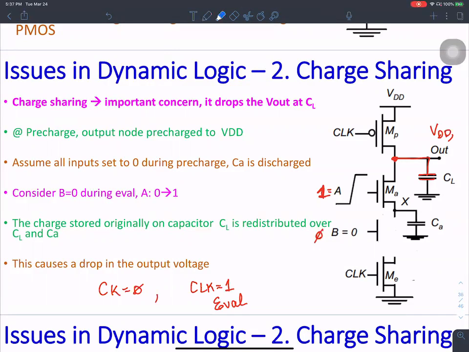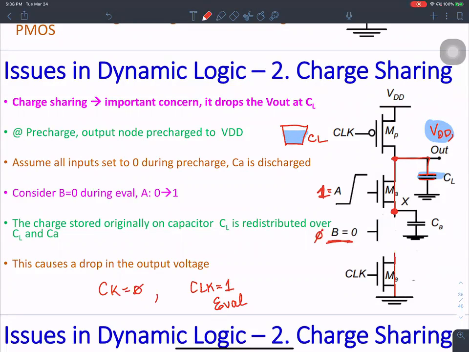So there is going to be a connection between the power supply, between the output and this node here. But because B is 0, this connection does not continue to ground. So in this condition, the output capacitance should hold its value at VDD. If you think of this output capacitance CL as a bucket, it is full of water.